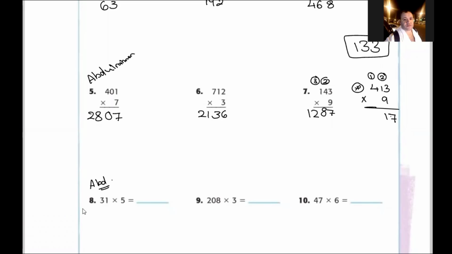Just 1 minute. So, 9 times 4 equals 36. Plus 1 equals 37. Okay, 37. So the answer is 3,717. Okay, thank you, Mr., for choosing me.